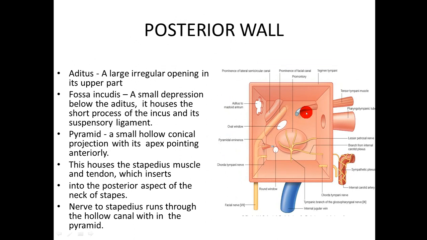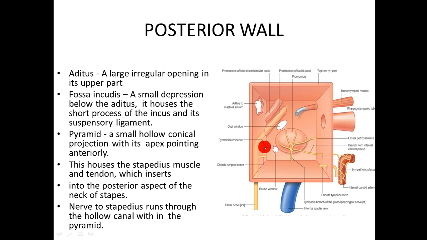The posterior wall, if you see, this is the posterior wall. The main feature is the opening here, that is called the aditus to antrum, and just below here somewhere there is a small fossa which is called fossa incudis. That is the fossa which the short process of the incus is occupying. And there you can see one more elevation.